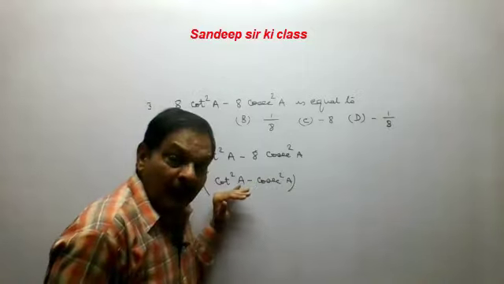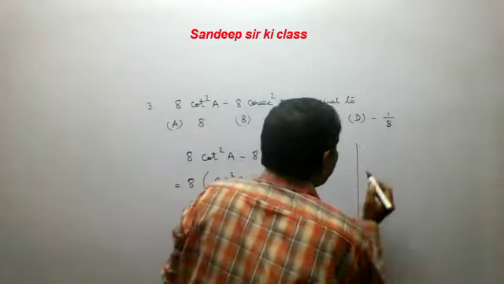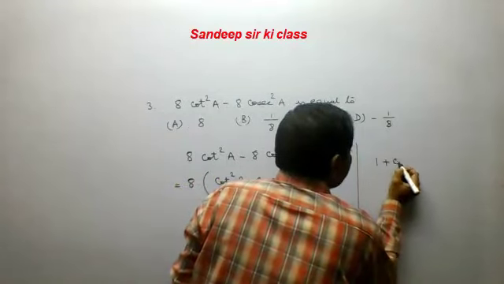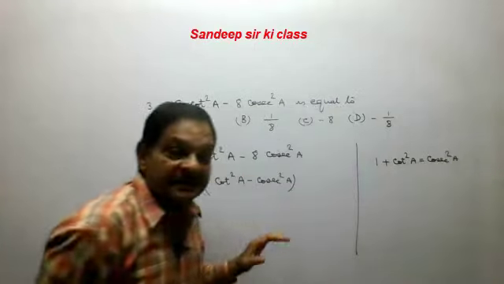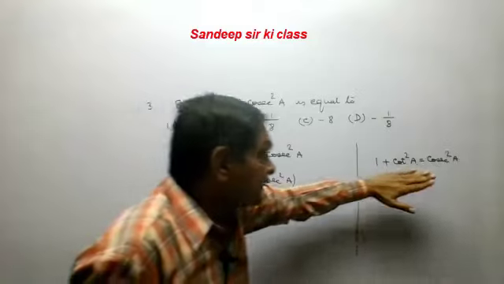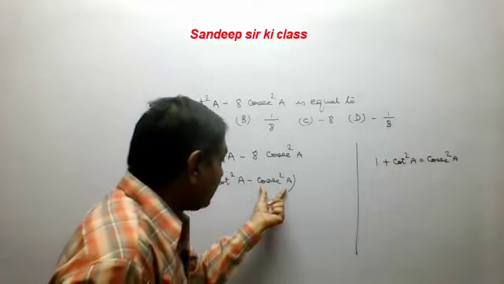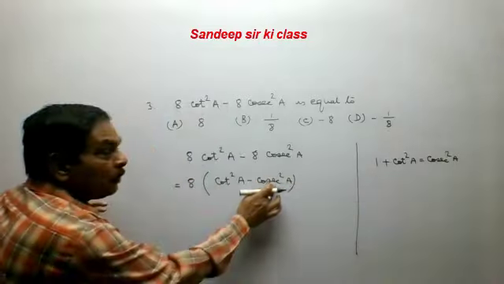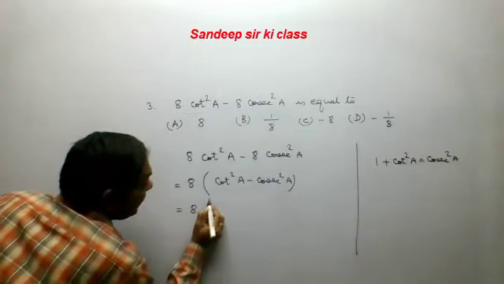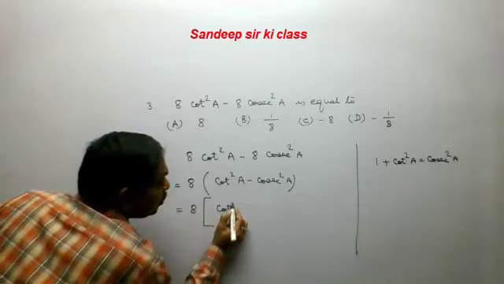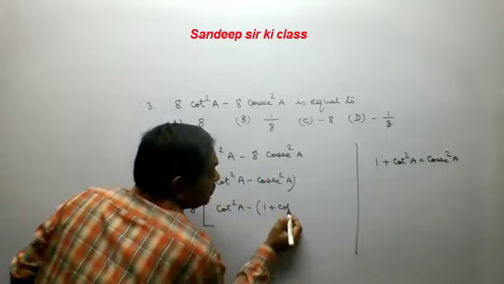Now the formula in which cot and cosec both will come is the trigonometric identity which says 1 plus cot square A is equal to cosec square A. This is the formula. Now we can apply this formula here. I can write the cot square A value here, or I can write the cosec square A value here. So I put the value of cosec square A, which is 1 plus cot square A. So this becomes 8 times cot square A minus (1 plus cot square A).